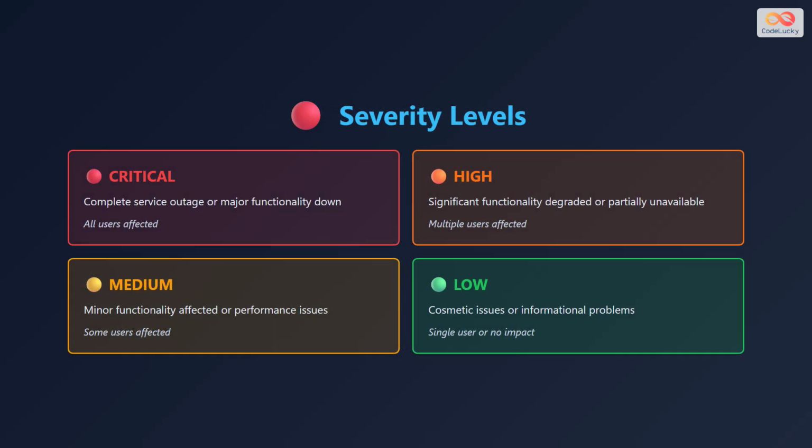There are four severity levels used in incident classification. Critical severity means complete service outage or all major functionality is down, affecting all users. High severity means significant functionality is degraded or partially unavailable, affecting multiple users. Medium severity indicates minor functionality is affected or there are performance issues, impacting some users. Low severity covers cosmetic issues or informational problems affecting a single user or having no real impact. Use these levels to classify incidents consistently across your organization.